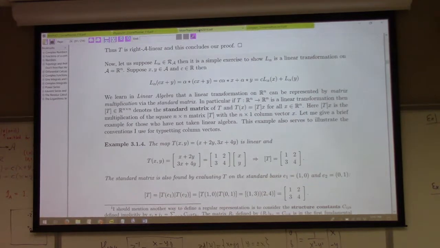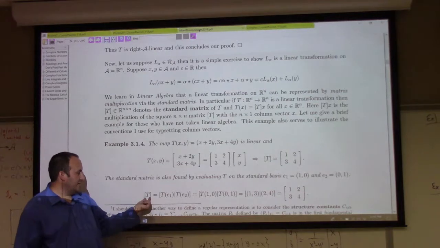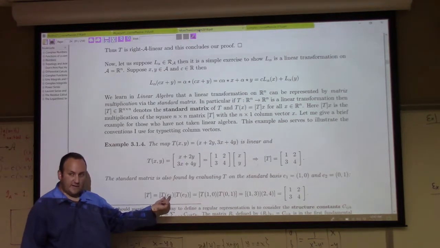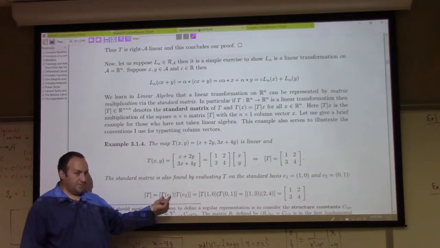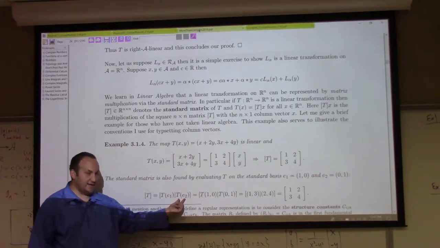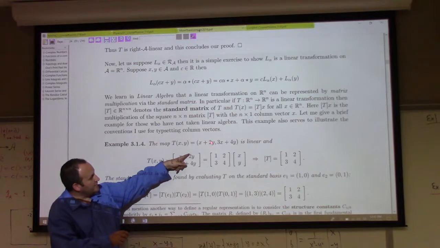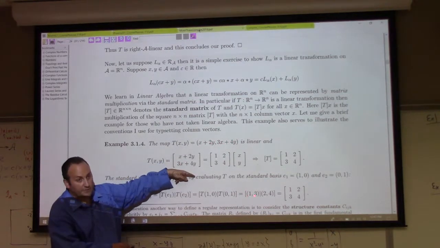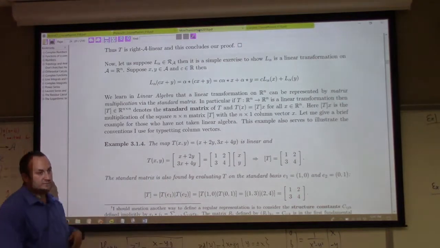Now, there's another way you can find it, though. If you don't like doing it that way, you can also calculate the standard matrix by simply feeding the standard basis elements into the transformation. You put the first one in to get the first column, you put the second one in to get the second column, and so forth. And so if you plug in (1, 0) into the formula here, 1 plus 2 times 0 is 1, 3 times 1 plus 4 times 0 is 3. So that's why I get (1, 3) for the first column. Plug in x equals 0, y equals 1, and you get (2, 4). And so again, 1, 2, 3, 4 is the standard matrix.